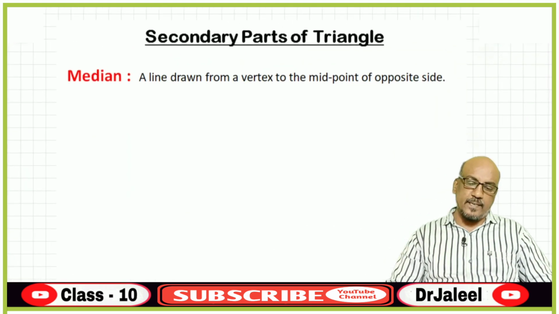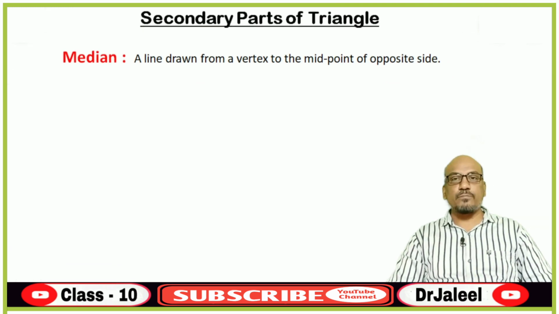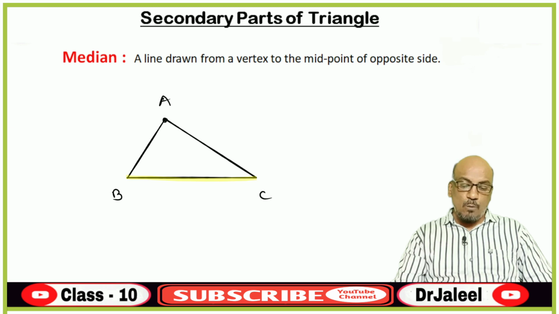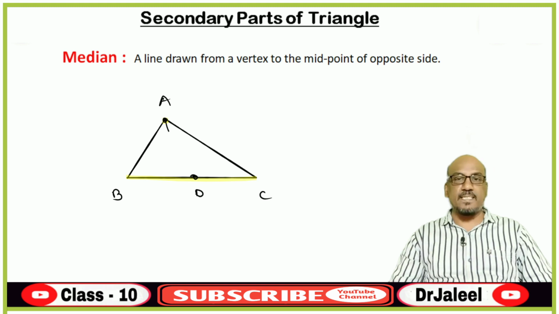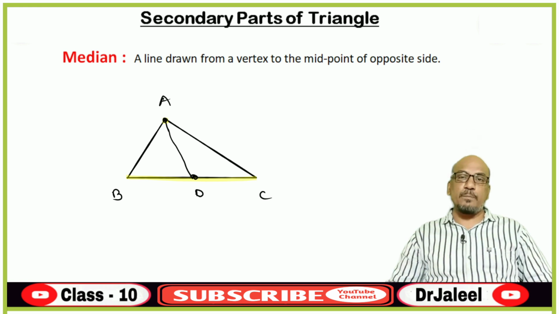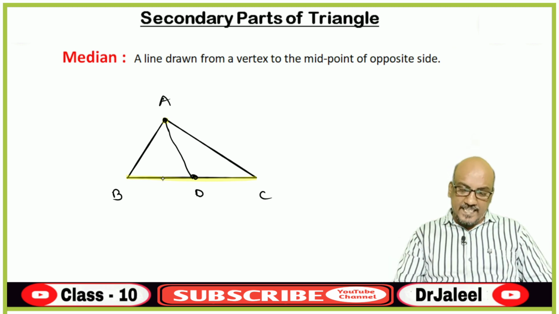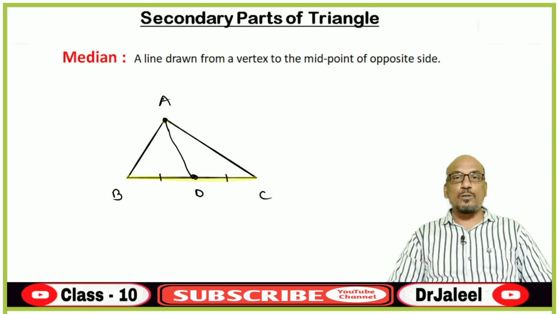Children, let us go for the next secondary part of the triangle. Median. A line drawn from the vertex to the midpoint of the opposite side. So what is the opposite side here? BC will be the opposite side when I consider A. So a line drawn from a vertex to the midpoint of the opposite side. Let us take the midpoint of BC as D. So this line is called a median. We can also define the median in another way: a line which passes through the vertex and divides the opposite side into two equal parts. So this AD is dividing this BC into two equal parts.